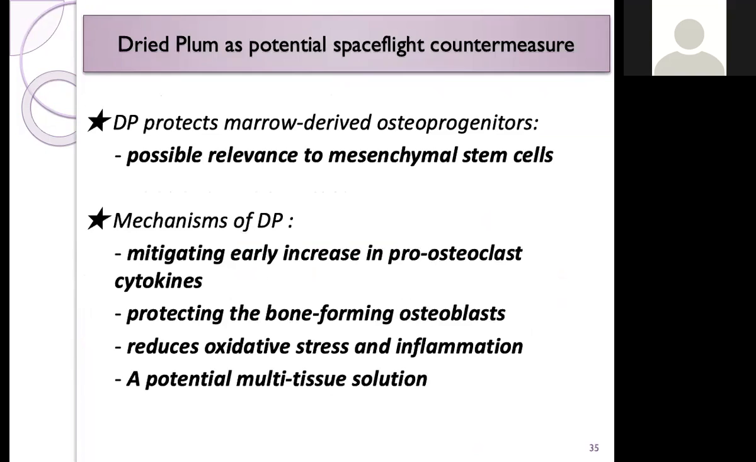It protects the marrow-derived osteoprogenitors, which is important for mesenchymal stem cell research. And in terms of mechanism, it mitigates the early increase of osteoclast cytokines. It protects the bone-forming osteoblasts. It reduces oxidative stress and inflammation, and is a potential multi-tissue solution.